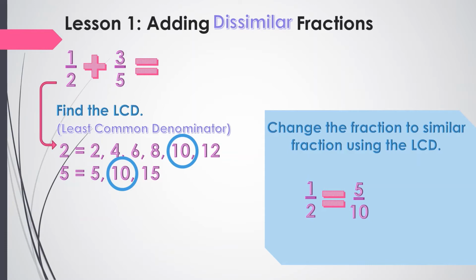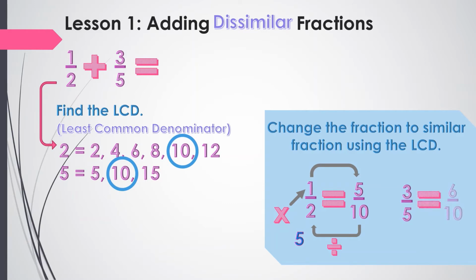Yung 10, ito yung LCD natin. Okay? Huwag kalimutan, ito ang LCD natin, 10. Tapos, i-divide natin siya sa denominator natin na 2. So, 10 divided by 2 is equal to 5. Pagkatapos niyan ay i-multiply natin si 5 doon sa numerator natin. So, 5 times 1 is equal to 5. Kaya nagkaganon. So, same procedure will apply to 3/5.